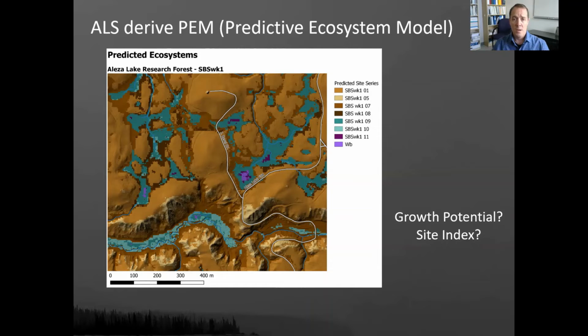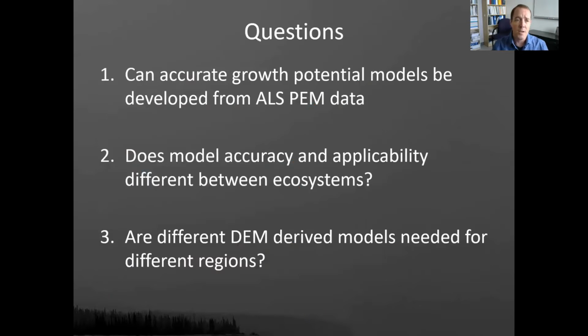The question remains, though, can we actually get better estimates of what the actual growth potential will be on these sites by using a very similar framework? So can we estimate site index using similar ALS-derived layers? And that was the question that we were going after here. Specifically, we wanted to look at three aspects. So first, can accurate growth potential models be developed from this type of ALS PEM data?